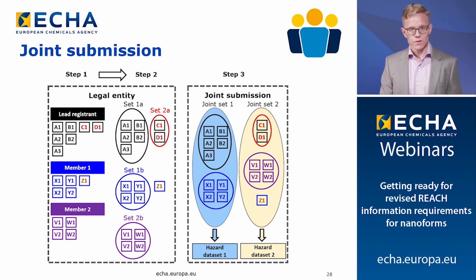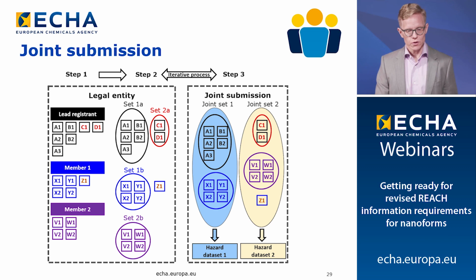In step 3, the co-registrants of nanoforms of the same substance discuss and agree on the reporting of sets of nanoforms for the full joint submission. All the parameters of Annex 6 must be specified for the sets agreed at the joint submission level and reported in a form of a boundary composition in Euclid.